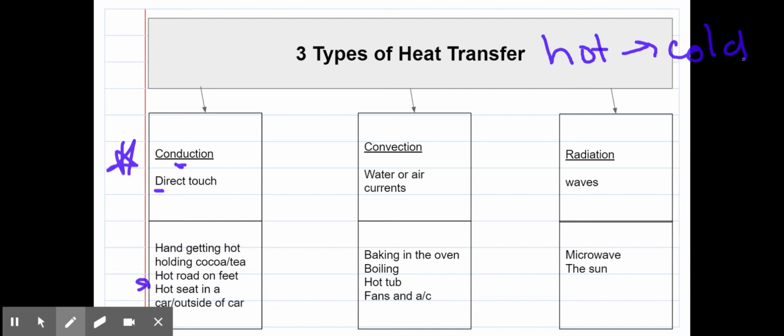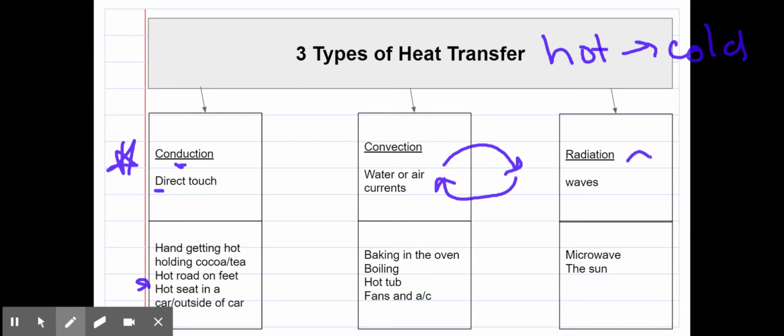All right, next type is convection, which is those water-air currents. You remember currents are moving around. That was one of our pictures that we used with our vocabulary. And because of that circulation of that warmer water or air, that transfers that heat. So this is like baking in an oven. Most of us have convection ovens, and that's how it's able to bake because of that warm air circulating. Boiling is an example of convection, a hot tub, or even like some fans and AC.